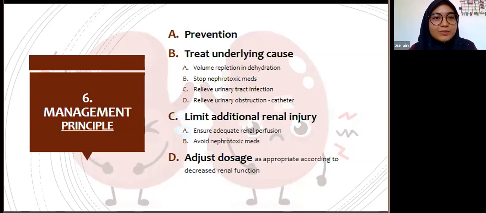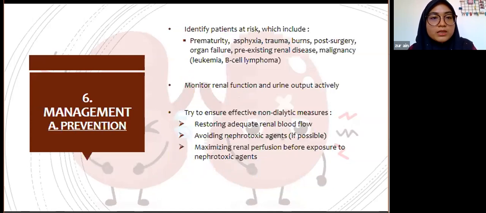Lastly, the management. For management of AKI, the principles are we must always start with prevention of AKI before the AKI happens itself, and then treat the underlying cause, and must always ensure that we limit any additional renal injury to the kidney, and also if we must give any medication, we must adjust the dosage according to the renal function. Okay, so number 1, prevention.